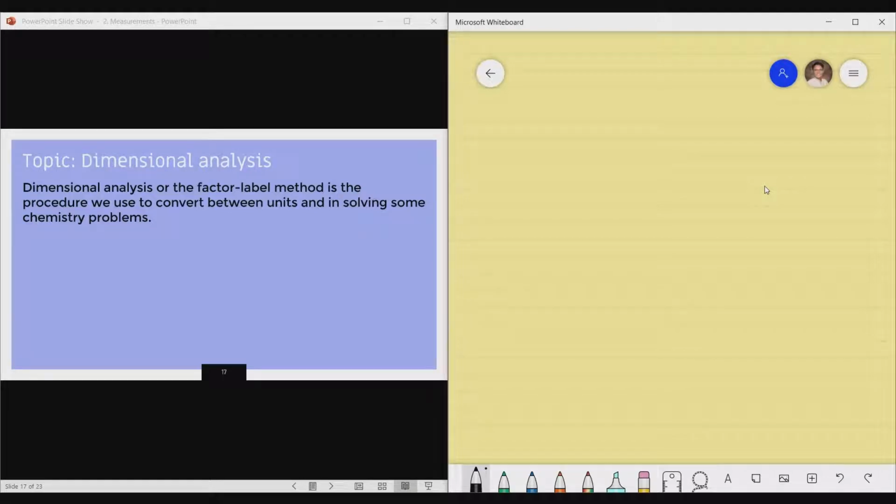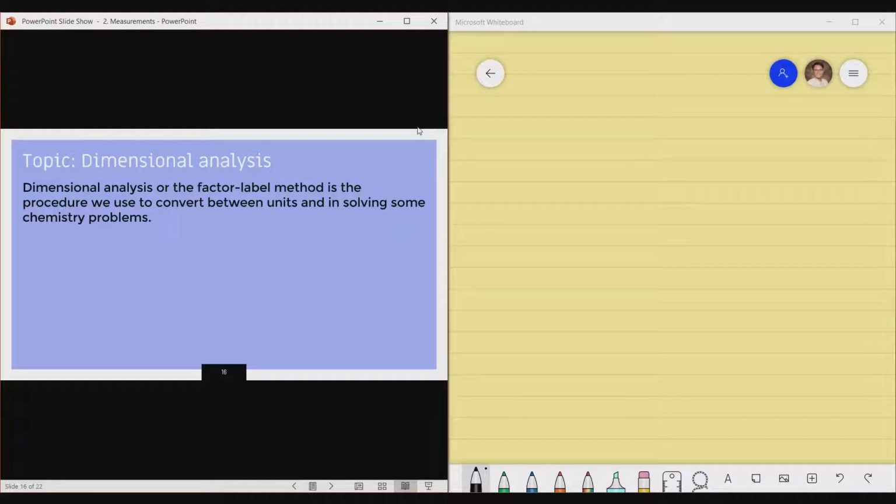For the last installment of the lesson in measurement, we will be having dimensional analysis. Okay, dimensional analysis, or the factor label method, is simply the procedure we use to convert between units and in solving some chemistry problems. Now, the skill for dimensional analysis is the one we really need as we go along general chemistry, okay? Especially in chemistry and also in physics, actually.